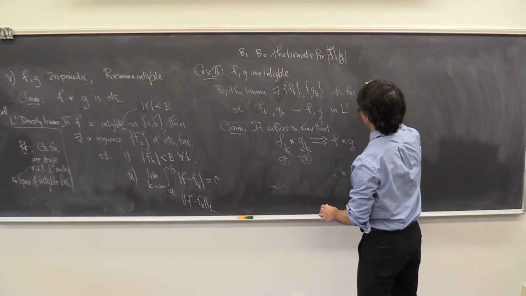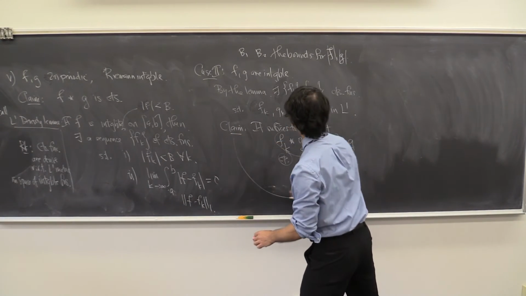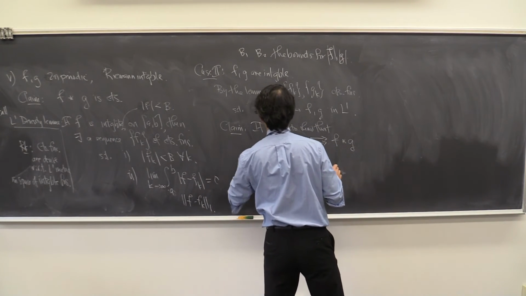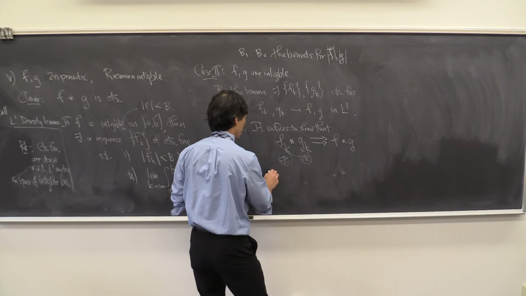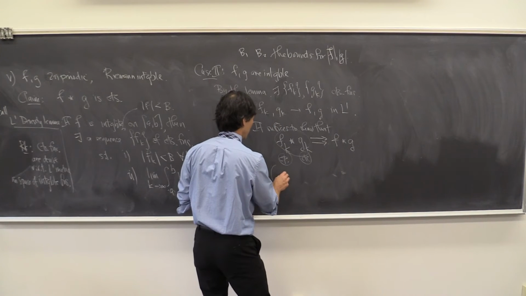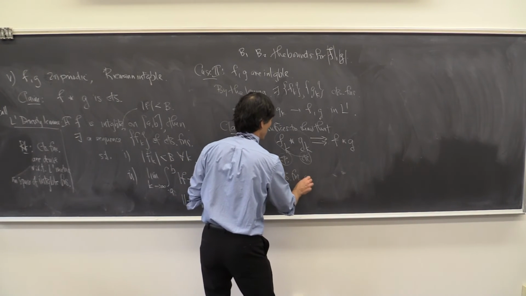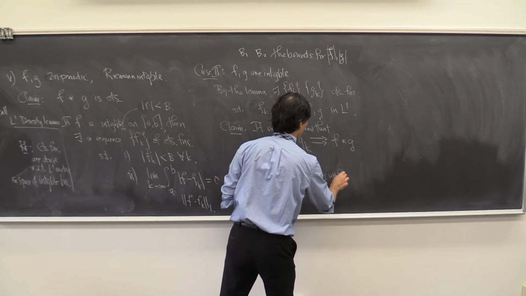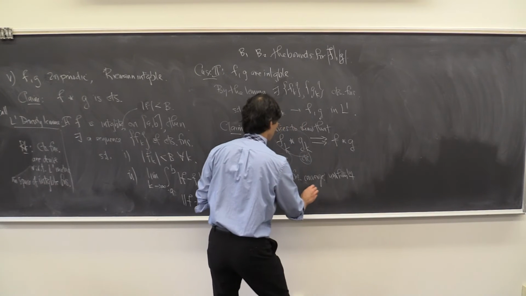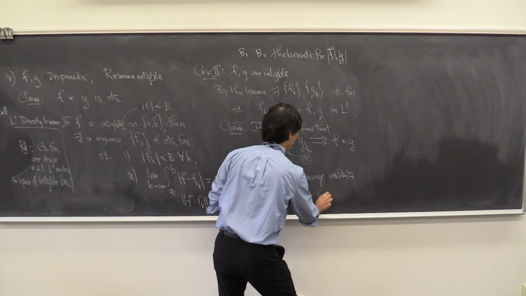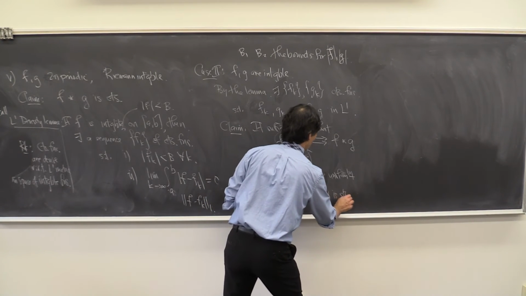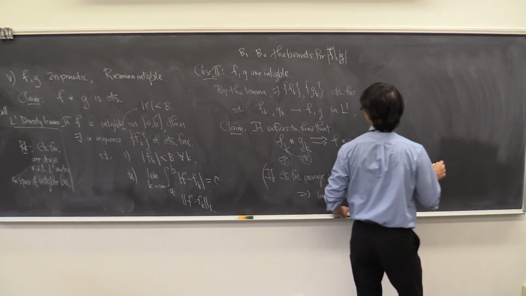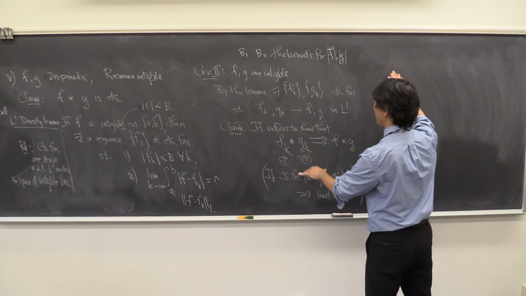Okay, so let's do it. So let's prove that fact: if continuous functions converge uniformly, then the limit is continuous. Okay, so let's prove the claim.